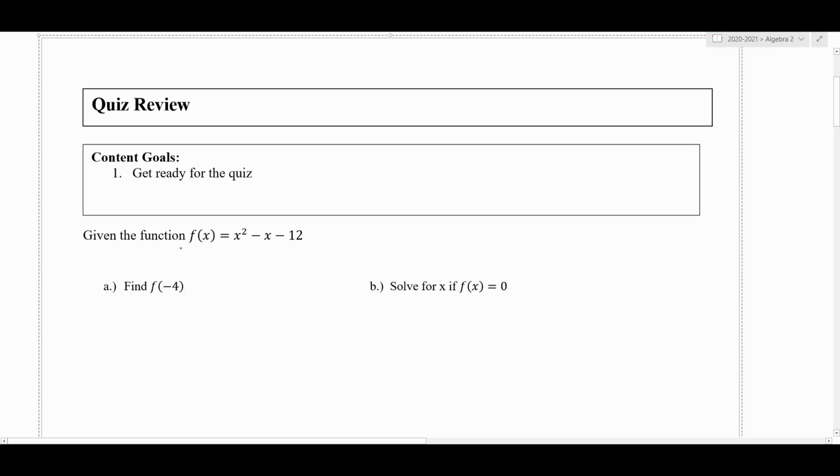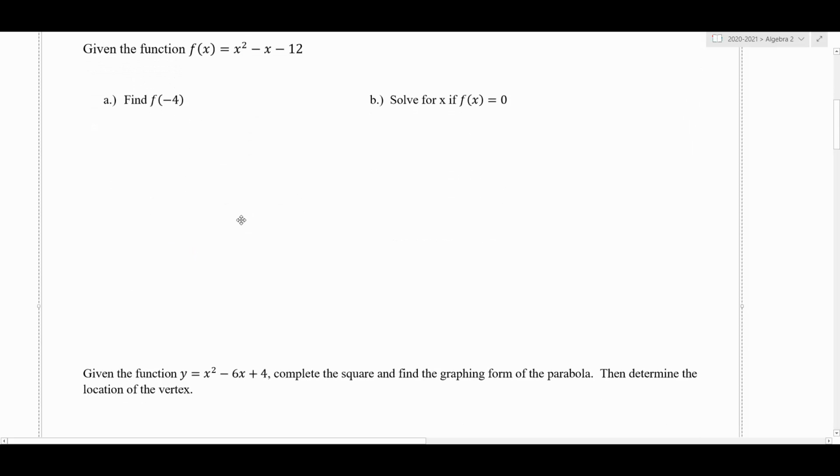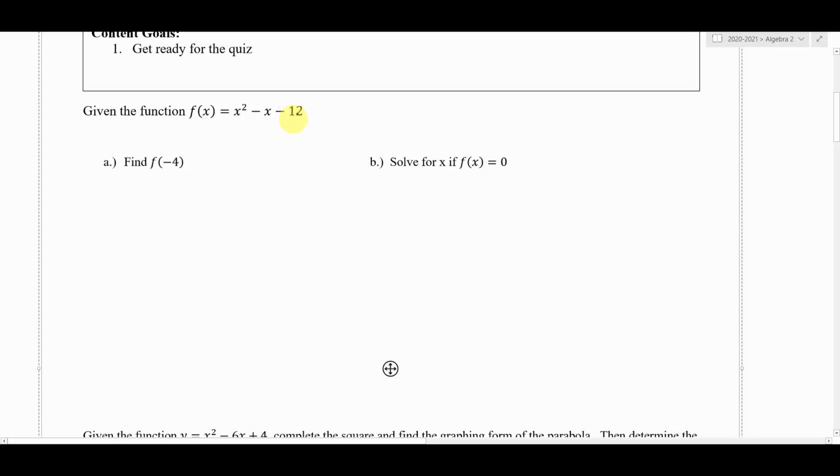So we're going to take a look at our first problem here. We are given a function. So f of x equals x squared minus x minus 12. And the first thing that they want to know is what is f of negative 4, right? So remember this is read f of negative 4, which means they are taking negative 4 and inputting it into the function. So this is an input, and we want to know what the output is, right?